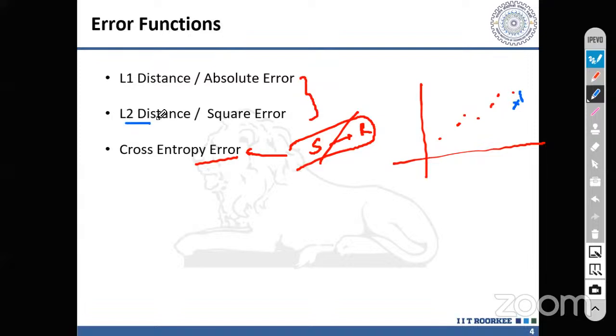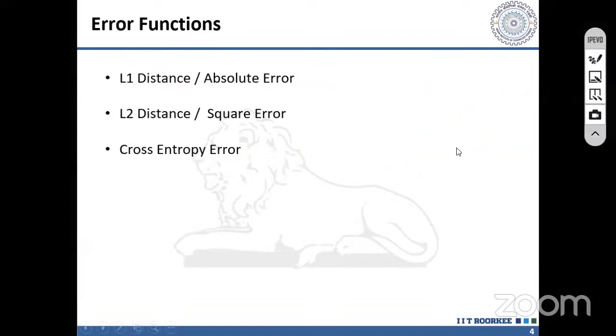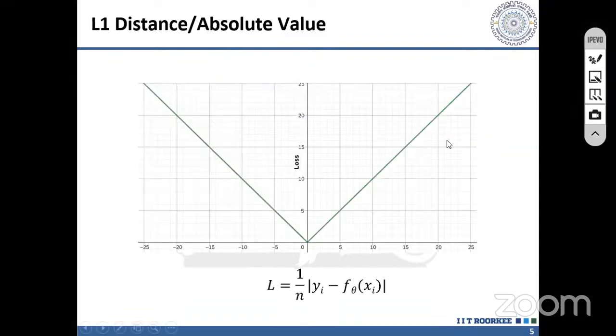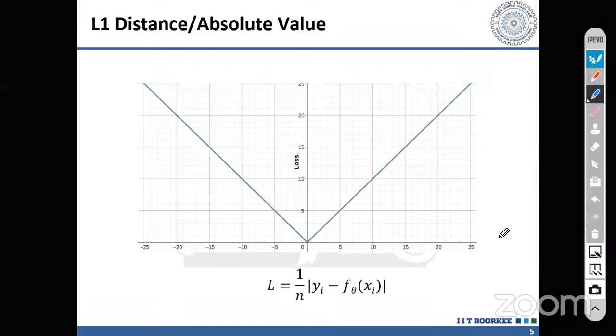So that will be L2 error. There are different kinds of error functions. If I'm just talking about this absolute distance or absolute error, you have, for example, yi minus f theta x.